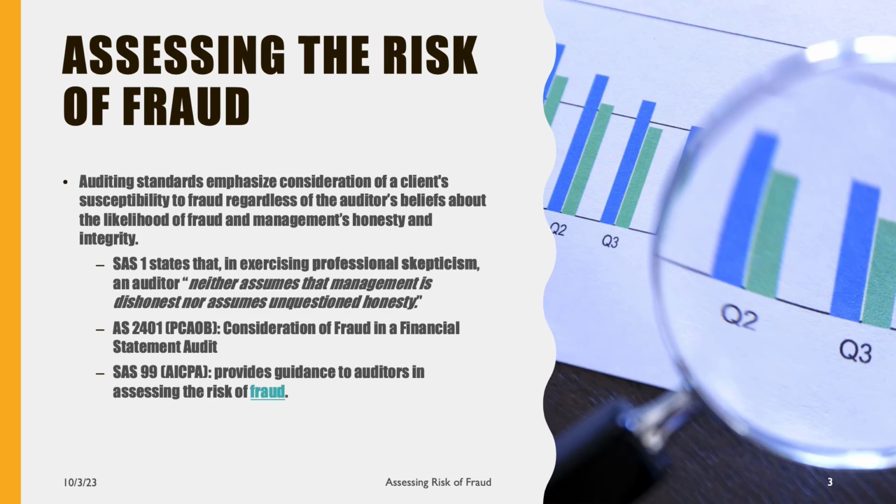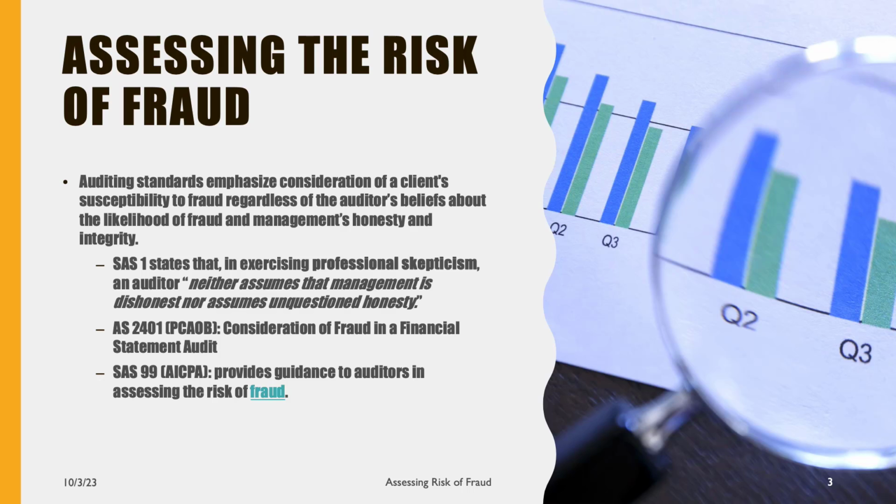AS 2401 requires auditors to assess the risk of material misstatement due to fraud at the financial statement and relevant assertion levels. This includes understanding the entity and its environment, assessing inherent and control risk, and identifying potential fraud risk factors. The standard emphasizes that auditors should presume that there is a risk of material misstatement due to fraud in the financial statements. This presumption guides auditors to consider the possibility of fraud throughout the audit process.